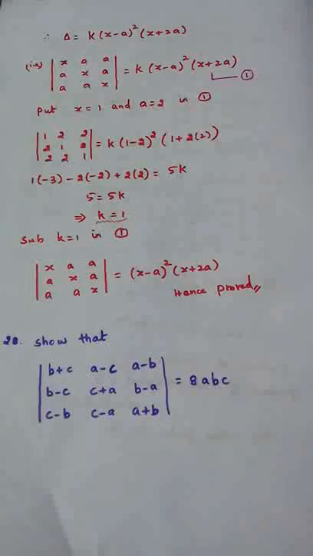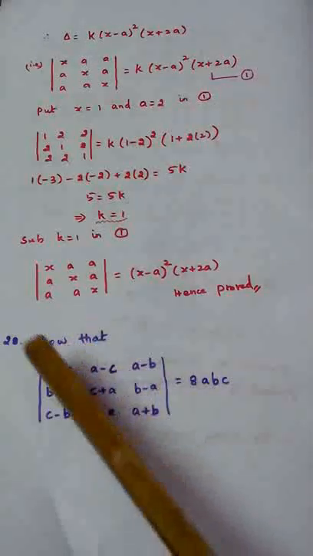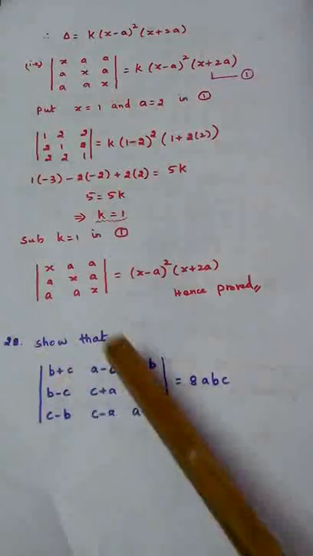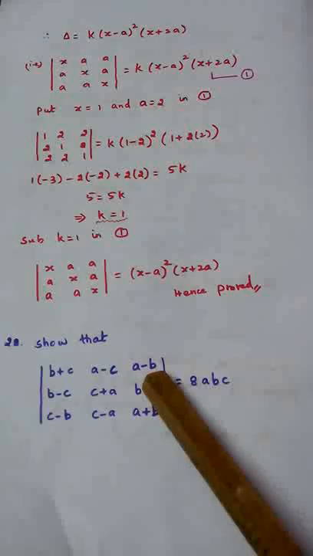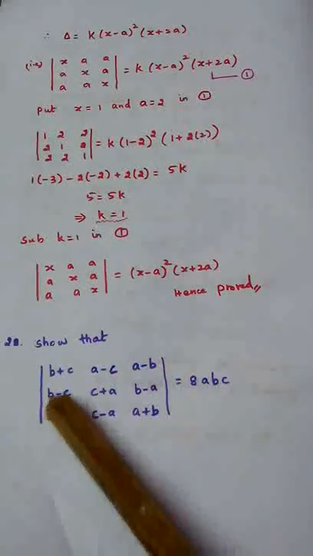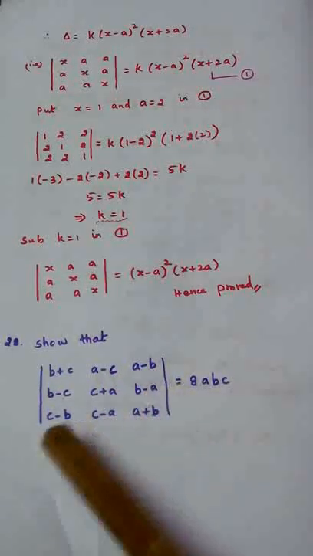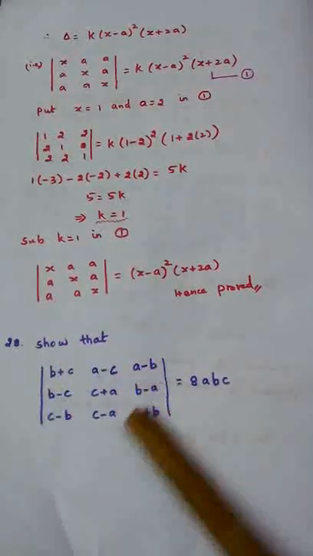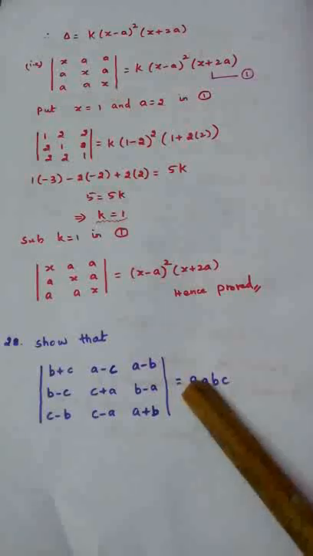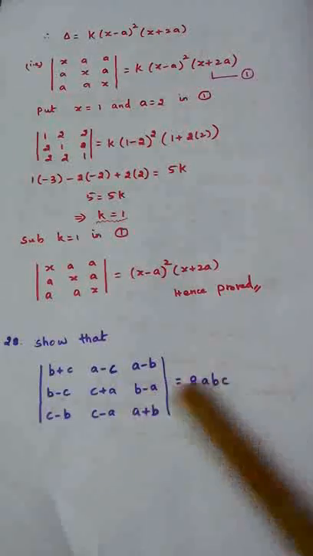In the same way, we will see another sum. Problem number 28. Show that determinant of b plus c, a minus c, a minus b, b minus c, c plus a, b minus a, c minus b, c minus a, a plus b. This determinant value is equal to 8abc. We need to prove this.